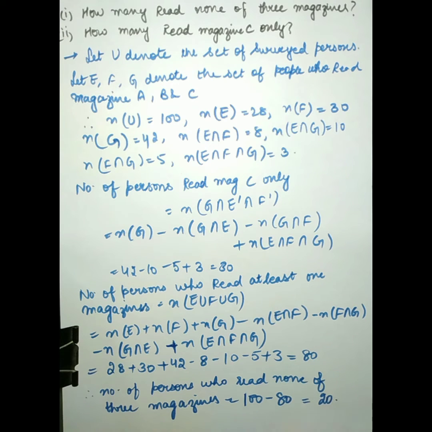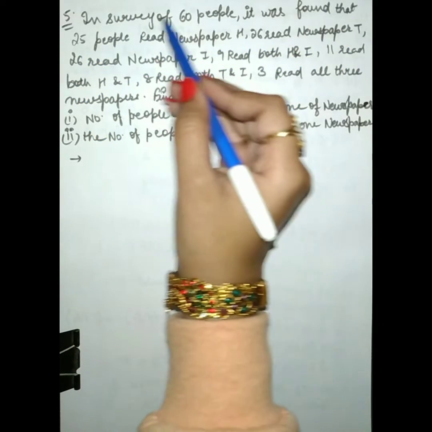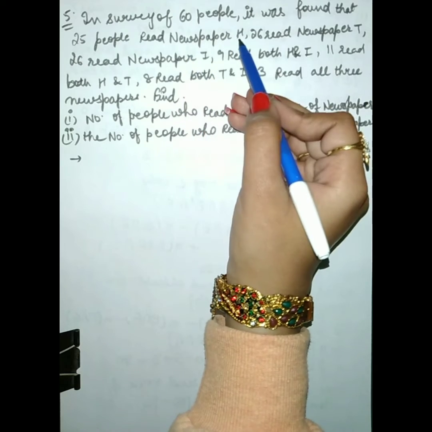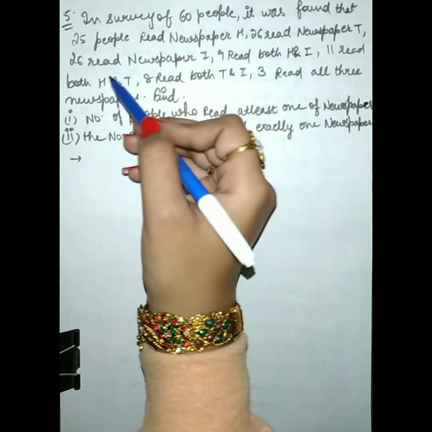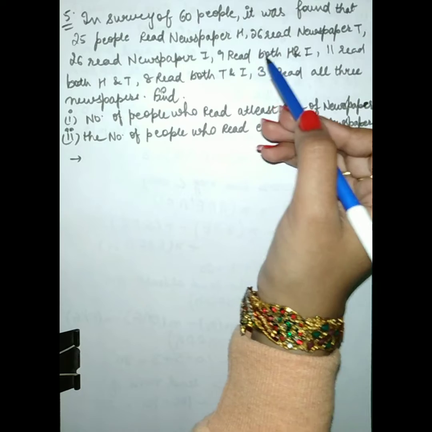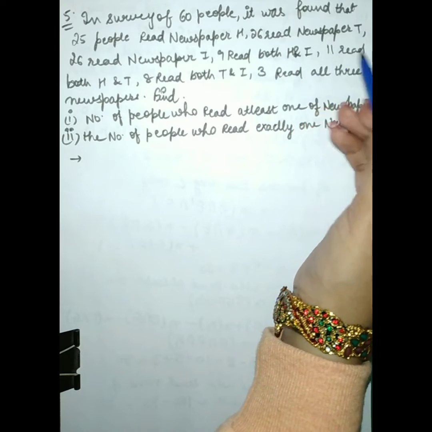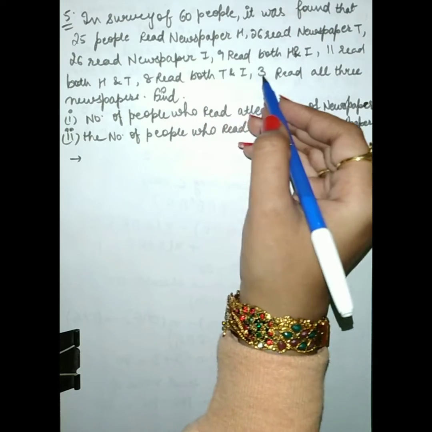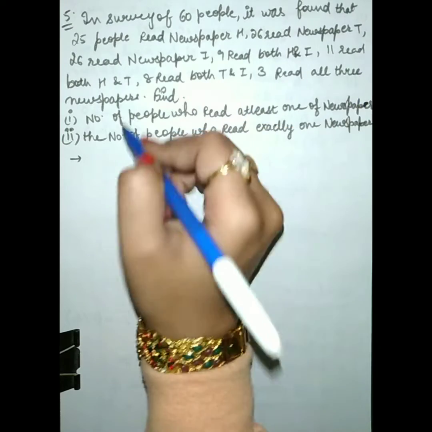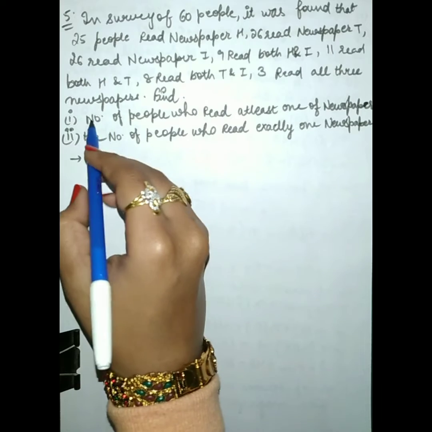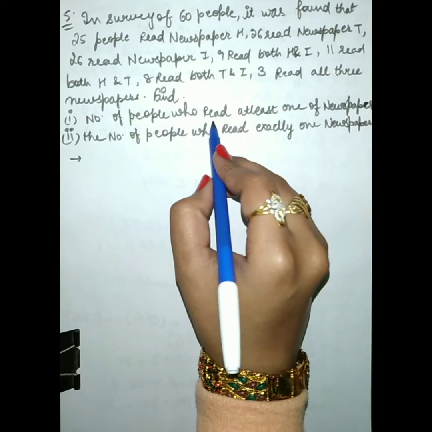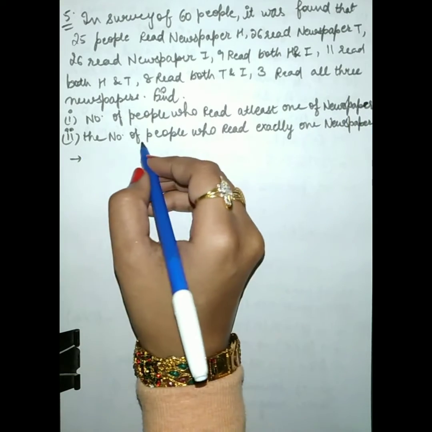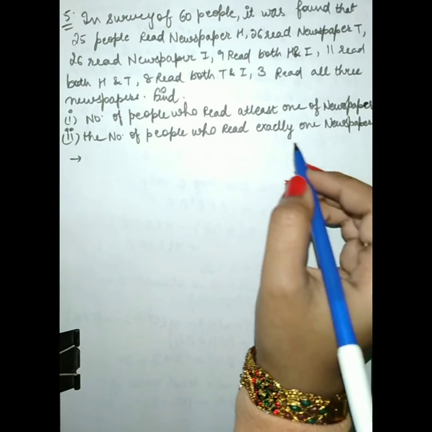Now the next question is: in a survey of 60 people, it was found that 25 read newspaper H, 26 read T and 26 read I. 9 read both H and I, and 11 read both H and T. 8 read both T and I. 3 read all the 3 newspapers. Now we will find the number of people who read at least one of the newspapers and the number of people who read exactly one newspaper. So let us start.